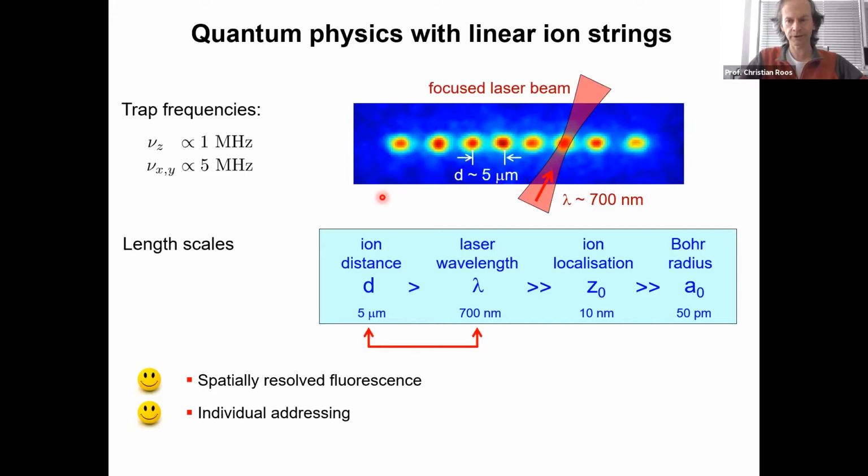So in this way, we can individually address ions, and if we encode a quantum bit in a single ion, then we can carry out single qubit manipulations that affect only that ion that we have chosen to interact with.